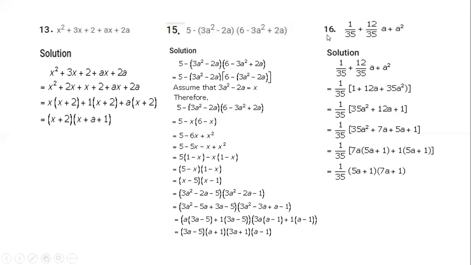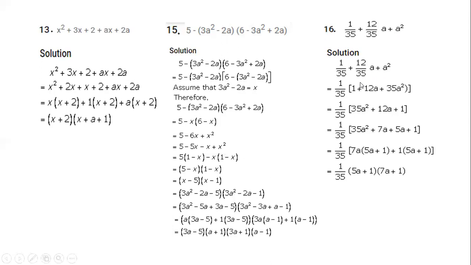Now come to question number 16: 1 by 35 plus 12 by 35a plus a square. Now this is the quadratic in a. Now we have to split the middle term in two factors such that their sum is 12 by 35 or their product is 1 by 35 into 1. But it is difficult for us to find out.